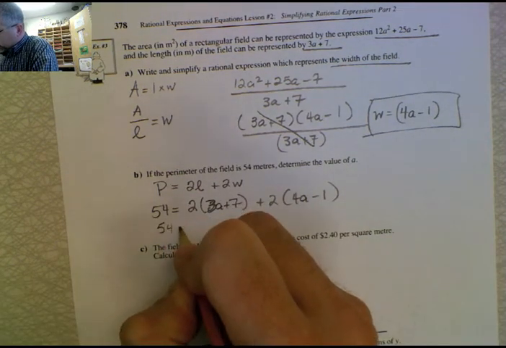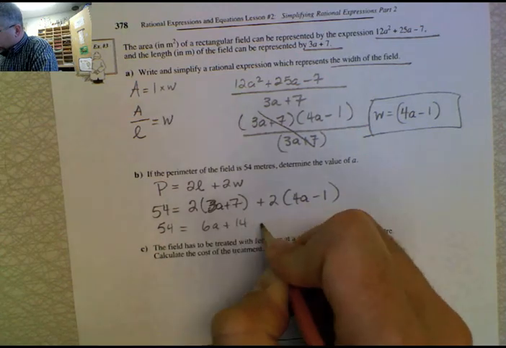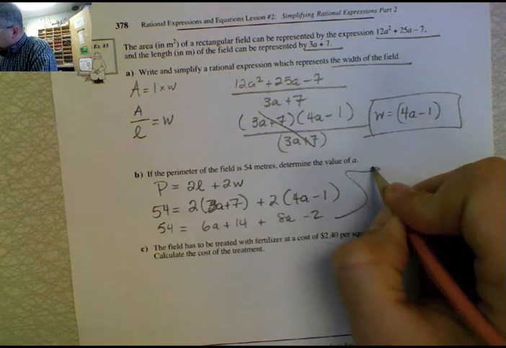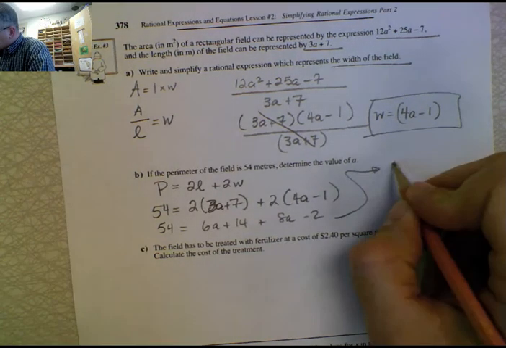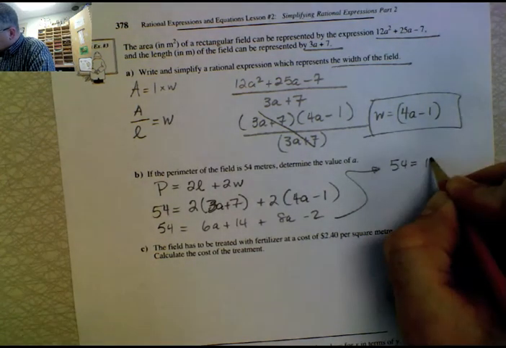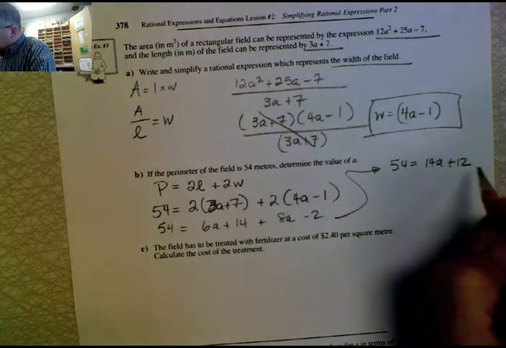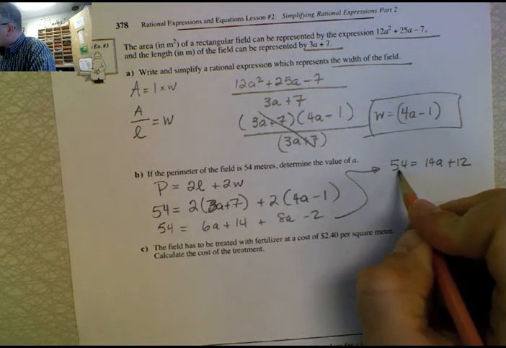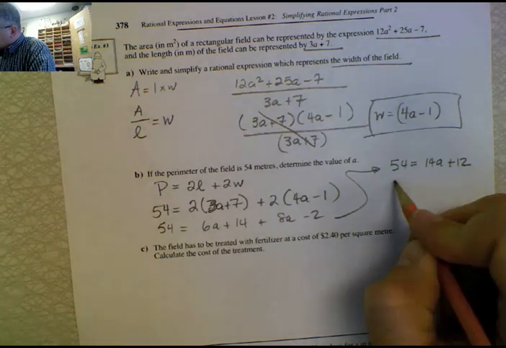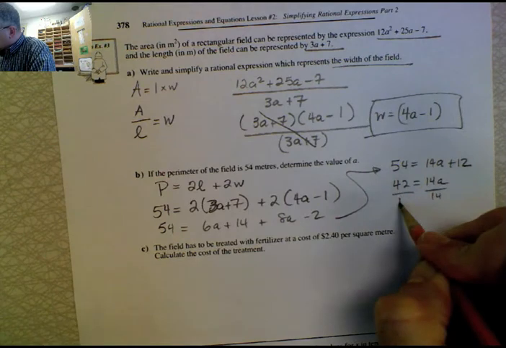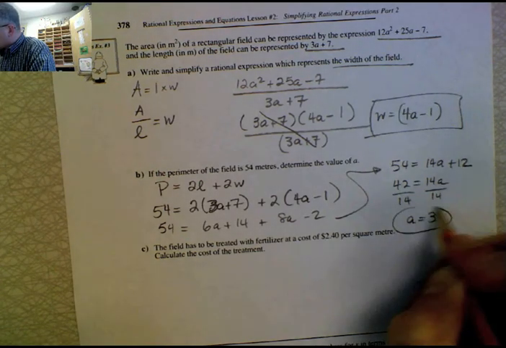We're going to get 54 equals 6a plus 14 plus 8a minus 2. That's going to give us 54 equals 14a plus 12. If we subtract 12 from 54, that's going to give us 42 equals 14a. And if we divide by 14, we get a to be 3.